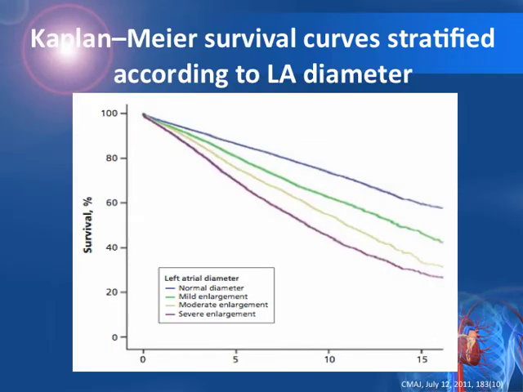This is a different study from 2011 that measured left atria slightly differently, but again, over the period of 15 years, showed a significant decrease in survival based on the left atrial diameter.